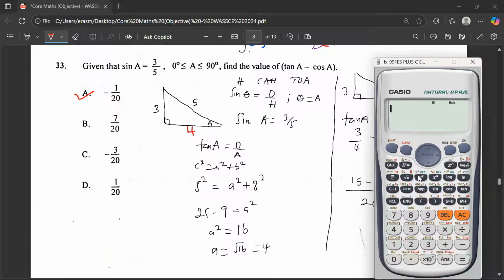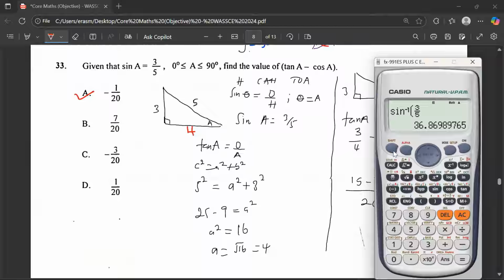So we can also solve this problem using the calculator, right? So we know that sine A equals 3 on 5. Then we can find the value of theta, right? Which is A. So A is going to be sine inverse of 3 on 5. So we are going to have sine inverse of 3 on 5, which is equal to A, right?